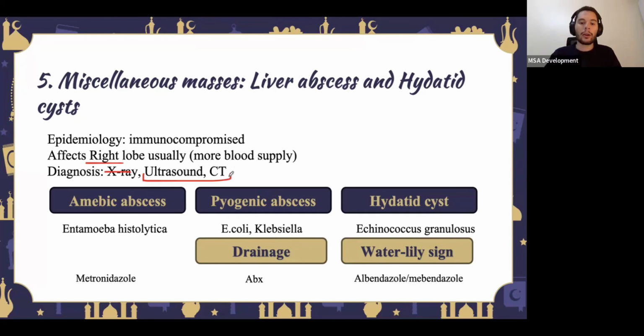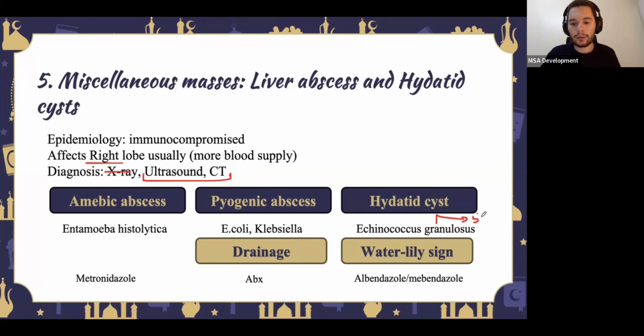Now, there are three things you keep in mind: amoebic abscesses, pyogenic abscesses, or hydatid cysts. For amoebic abscesses, the etiological agent is typically Entamoeba histolytica. For pyogenic abscesses, the cause is either E. coli or Klebsiella, which are gram-negatives. There are some gram-positive strep species as well. And for hydatid cysts, remember Echinococcus granulosus, and more importantly, remember its association with sheep.